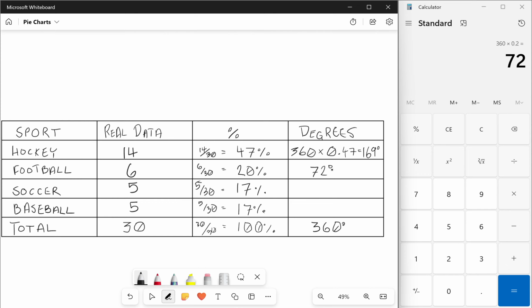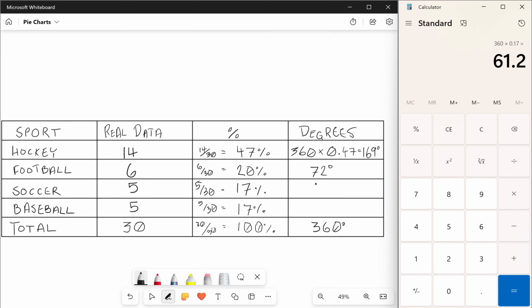Now don't worry if this doesn't mean anything to you. You'll see how we use this in a sec. Let's get soccer and baseball, and then we can put this all together. So 17%, what's 17% of 360 degrees? Well, I'm going to do my whole number, 360. Oh, for some reason that's 4,360. Let's do 360 times the decimal version of the percent. What's the decimal version of 17%? 0.17.